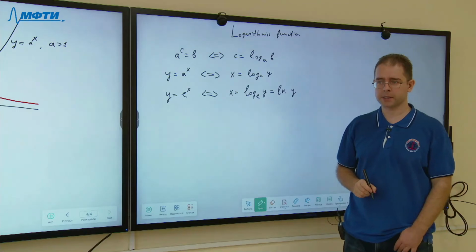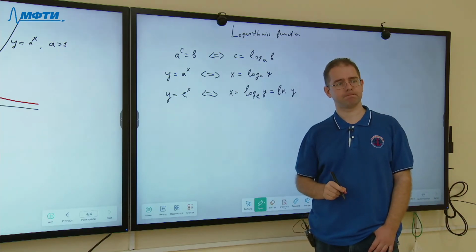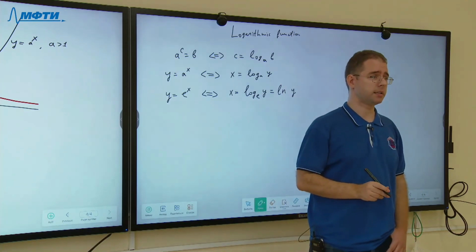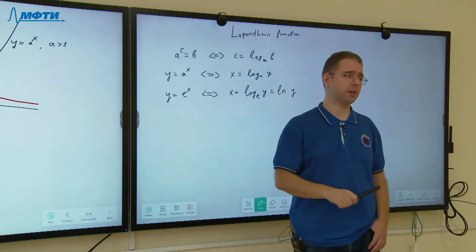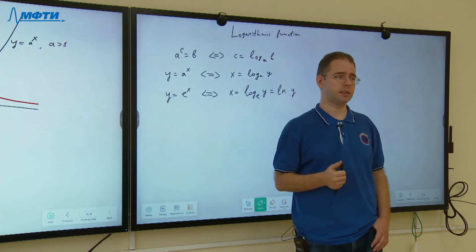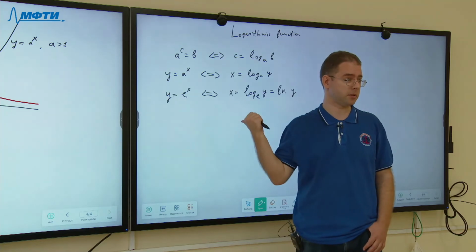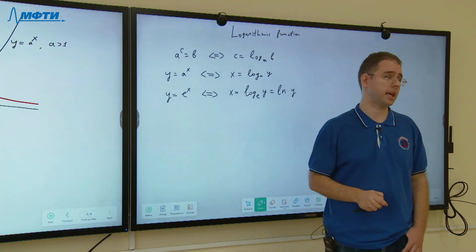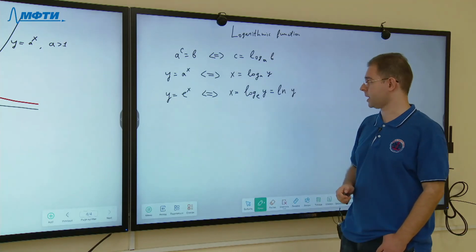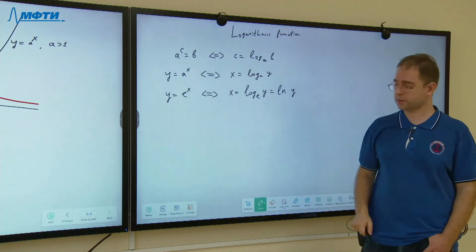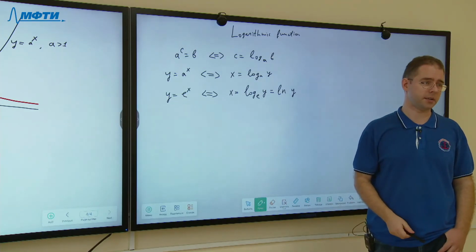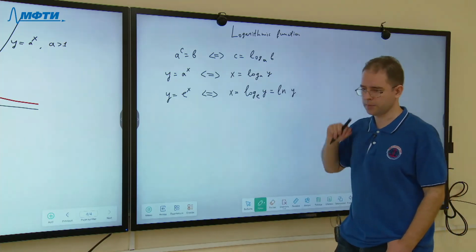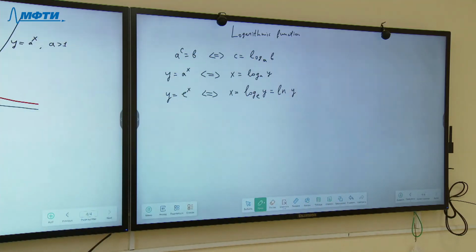In different branches of science, there are different other best logarithms. For example, in computer science, the best base is 2, of course. And in engineering, the best base is maybe 10, in some cases. But in calculus, e is the best base. It would be very convenient for us. We will see why later. Okay, so this is logarithm.